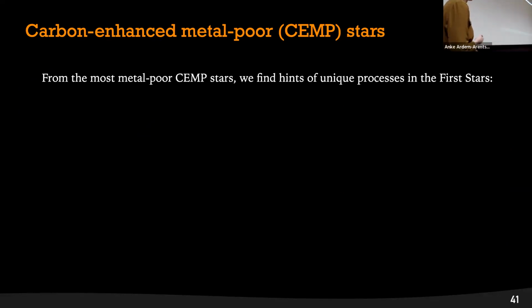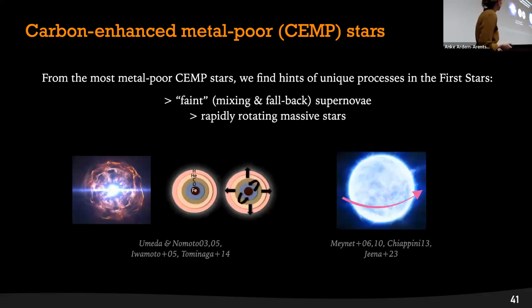Yeah, so this is what I've been saying, that in these most metal-poor carbon-enhanced stars, we find hints of unique properties of the first stars that you don't see anymore today in the supernovae. There's various models that can explain this high carbon abundance. The details don't matter too much, but for example, you can have a faint supernova where you only get the outer layers of a star expelled, which is where the carbon is, but not the inner parts where the iron is. So you get a very high carbon over iron ratio.